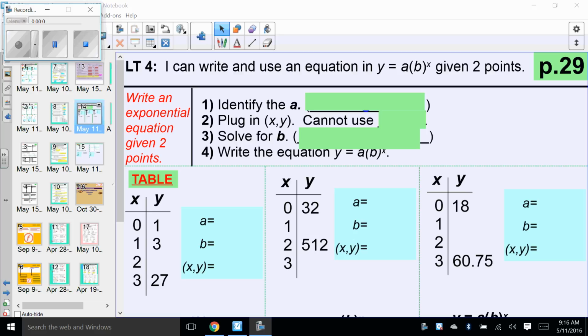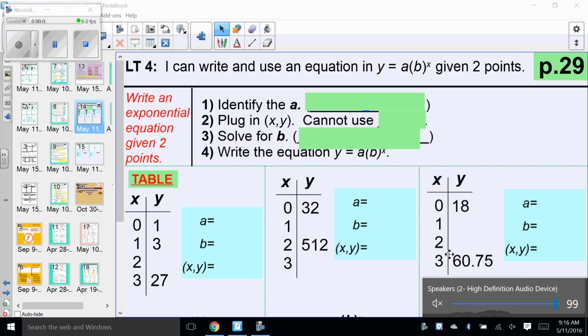Right, so our learning target today is: I can write and use an equation in y equals a times b to the x given 2 points. When I'm given 2 data points, how would you write the equation? We did this a lot in linear y equals mx plus b, where you have 2 data points.